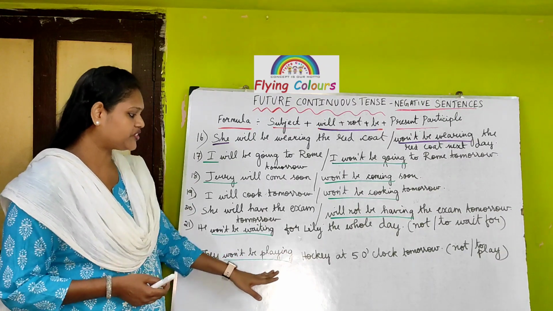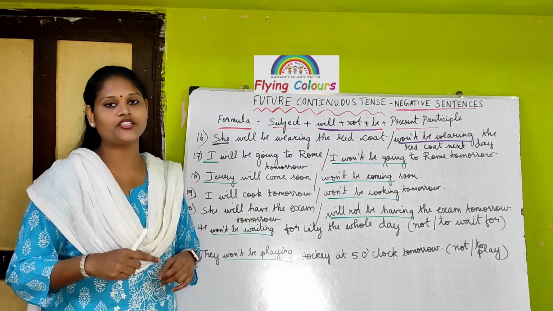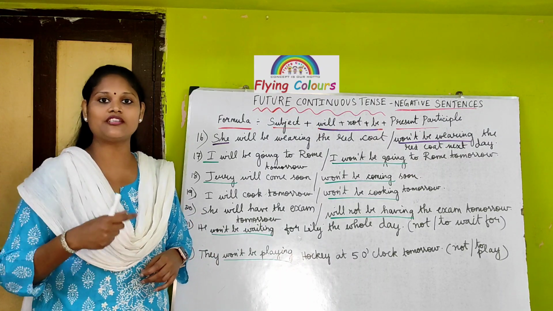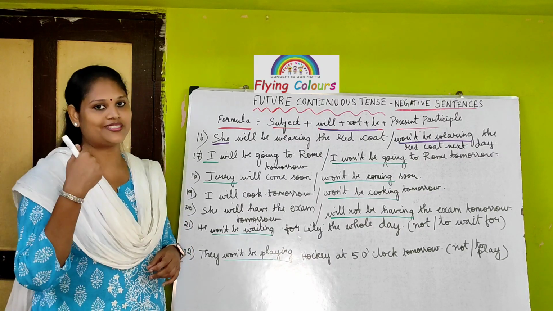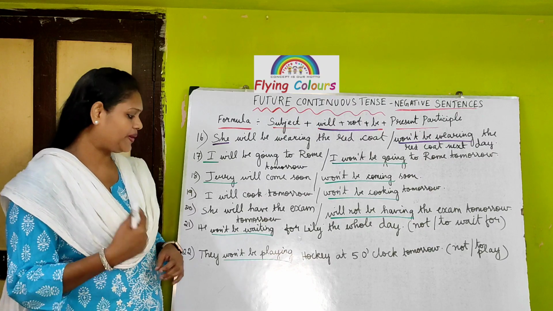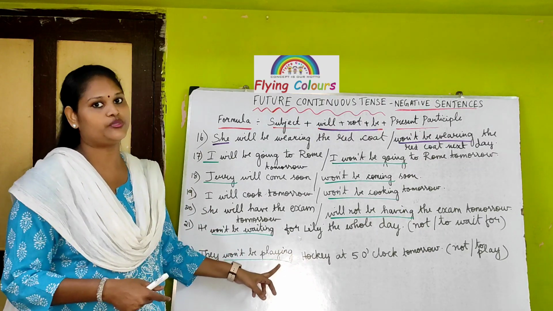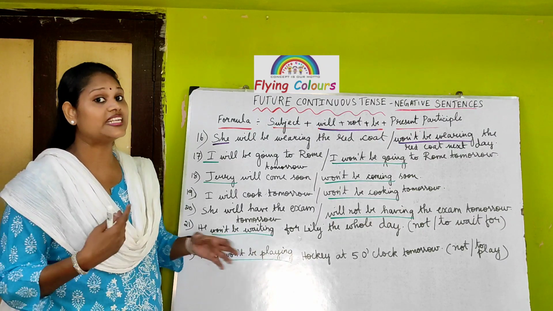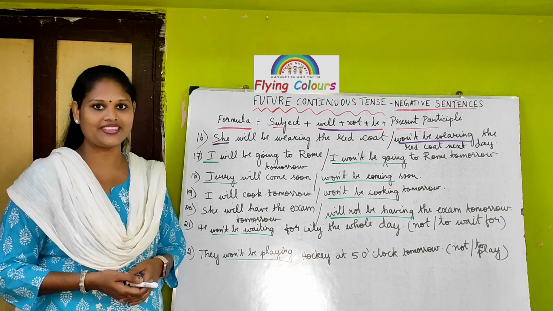They dash hockey at 5 o'clock tomorrow. Within brackets, not slash to play. Play is the main verb. So what is the formula? They is the subject. Formula is will plus not plus be plus playing. Convert the main verb play into an ing word. Ing words are otherwise called present participles. These are some patterns that you may get in your examination, right?